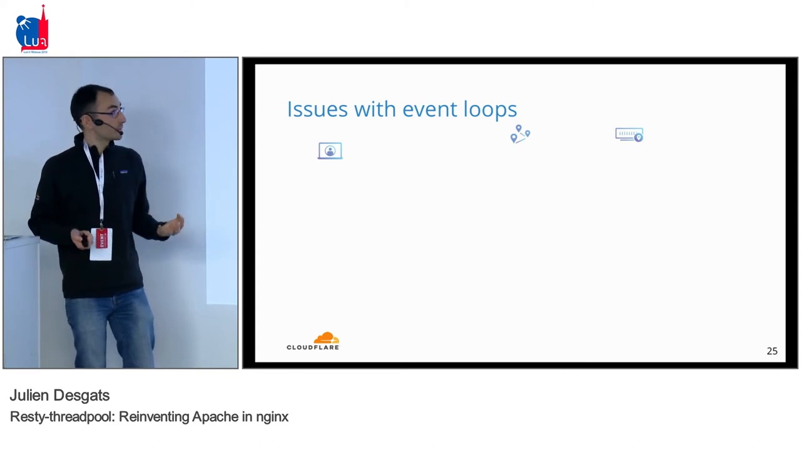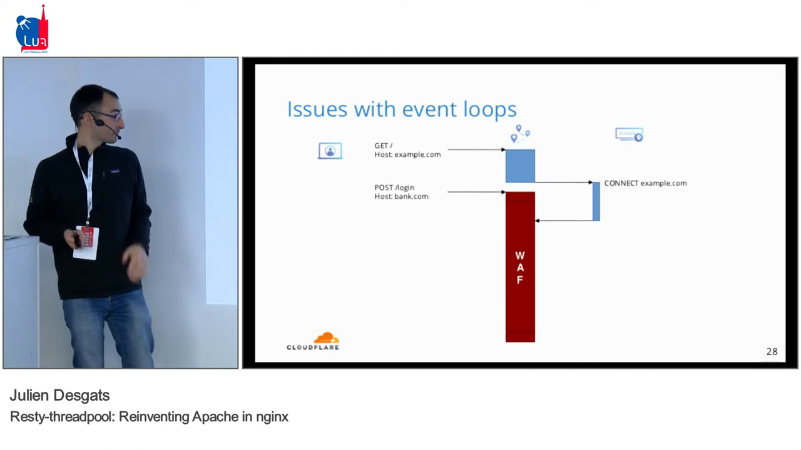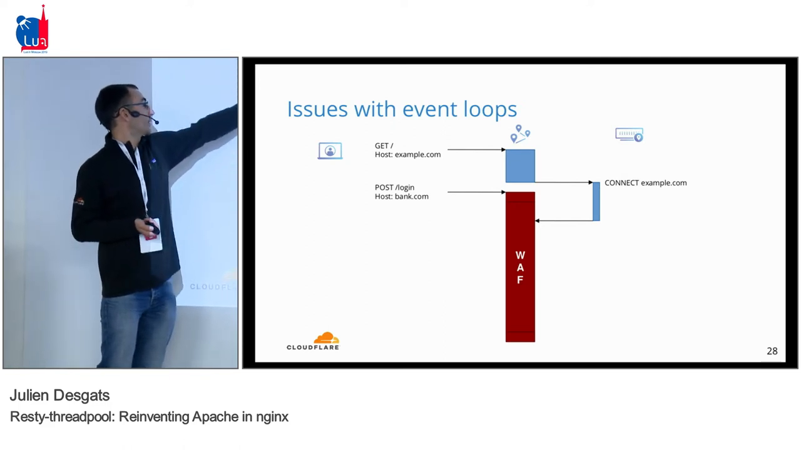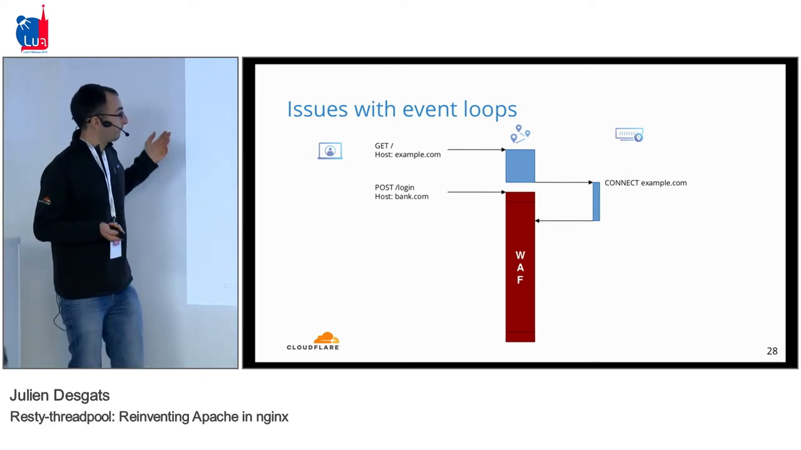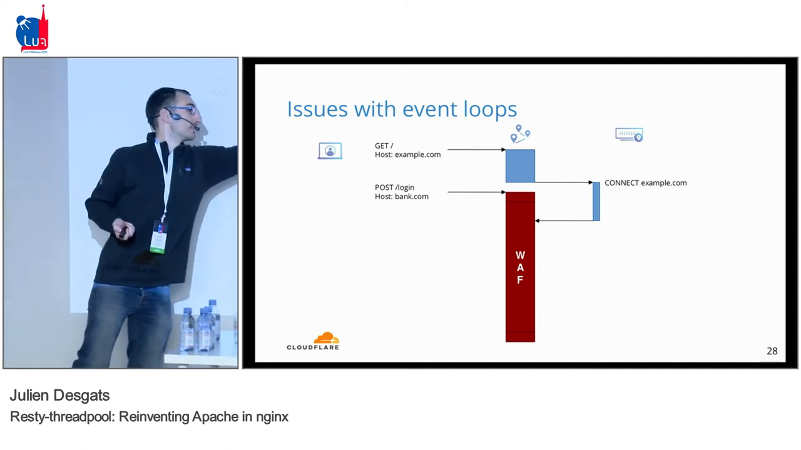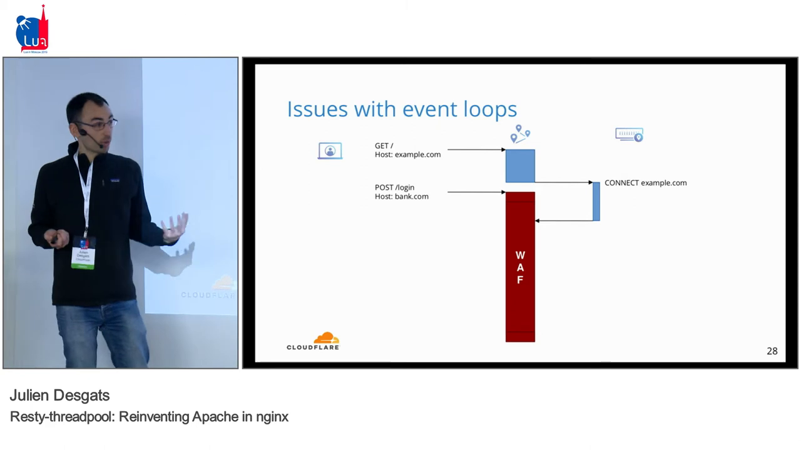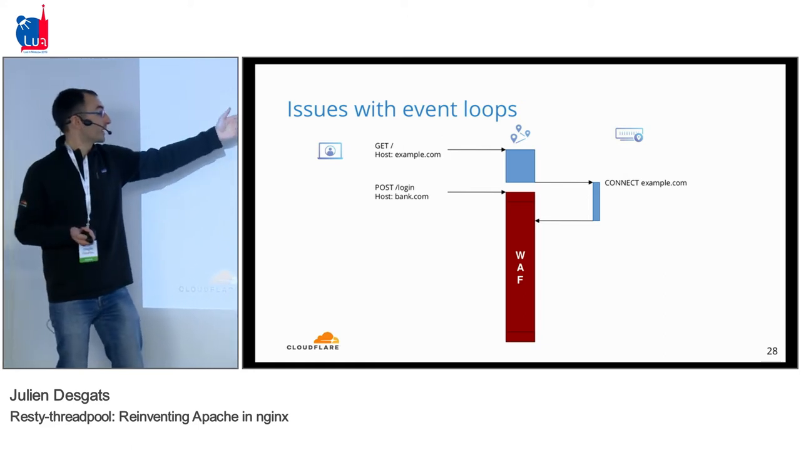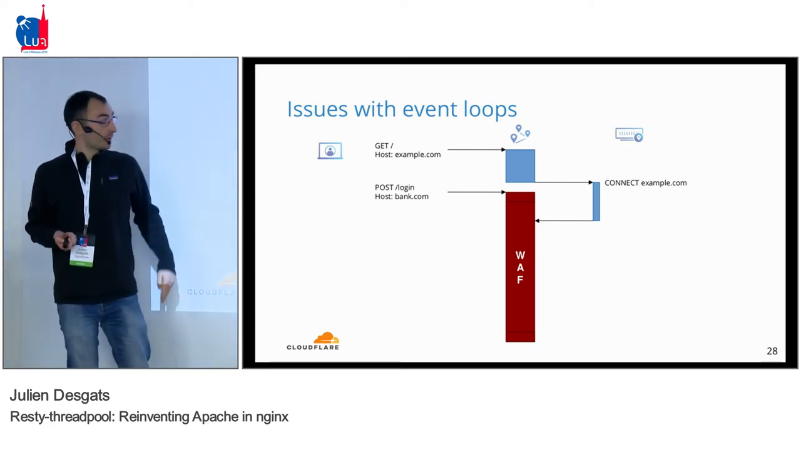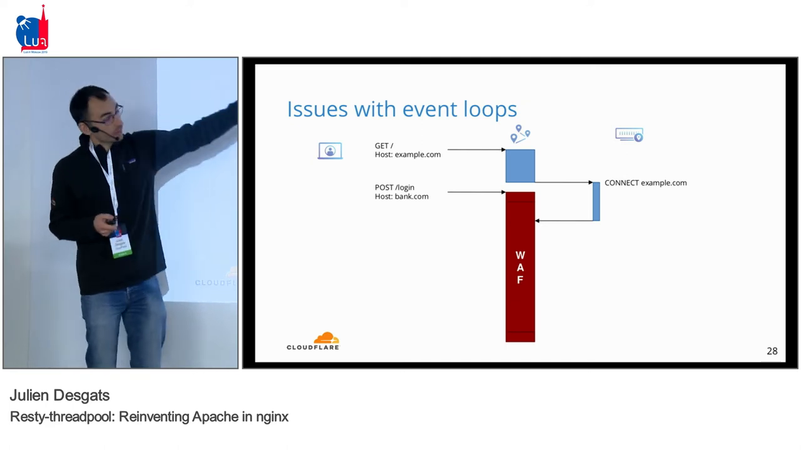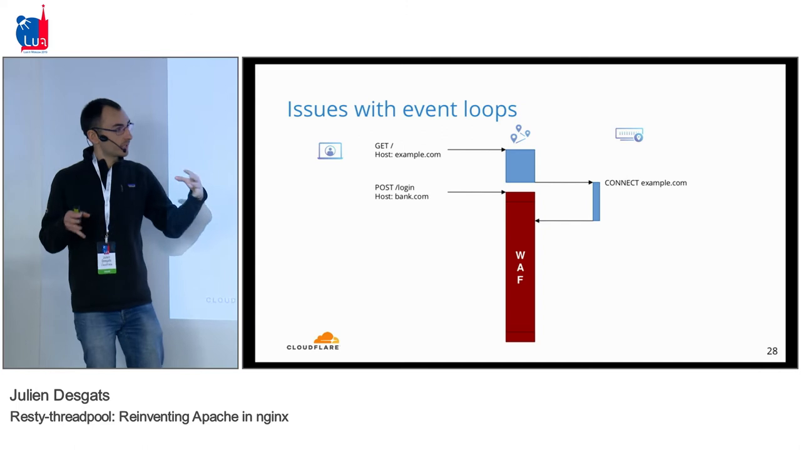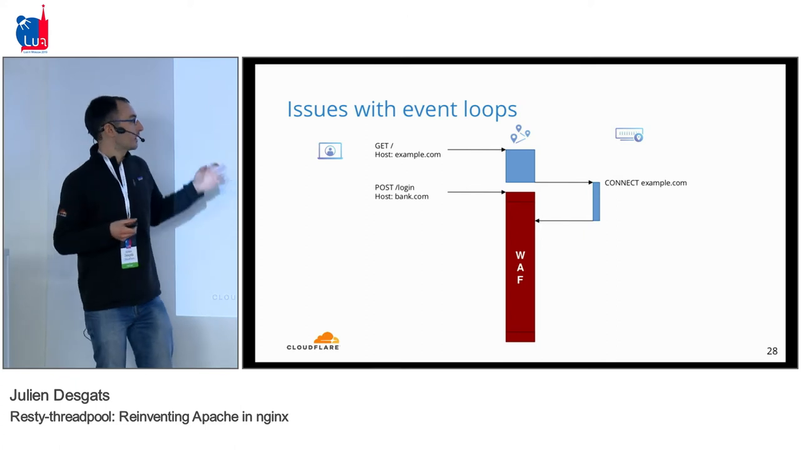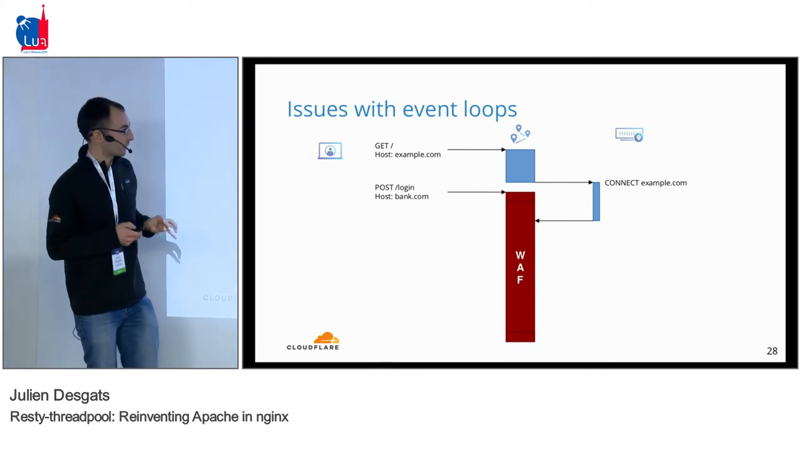If the bits of work that we have to do are not quick, here is what's happening. Here, for instance, if I want to run the web application firewall on that request to bank.com, we can see that the first request is blocked for a long time, where we should be able to process it, but no, it has to wait for the WAF to be available. And that's because once a request is accepted by a worker, in at least the nginx architecture, it can't be sent to another worker that might be free at that point. The request has to stay on that one worker.